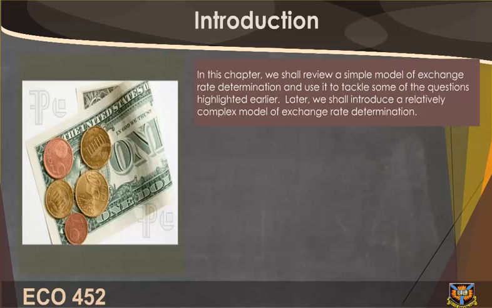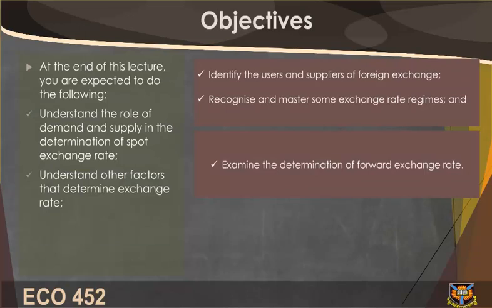In this chapter, we shall review a simple model of exchange rate determination and use it to tackle some of the questions highlighted earlier. Later, we shall introduce a relatively complex model of exchange rate determination. Objectives. At the end of this lecture, you are expected to do the following. Understand the role of demand and supply in the determination of spot exchange rate. Understand other factors that determine exchange rate. Identify the users and suppliers of foreign exchange. Recognize and master some exchange rate regimes, and examine the determination of forward exchange rate.